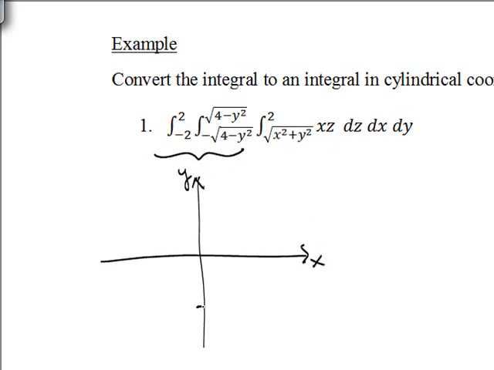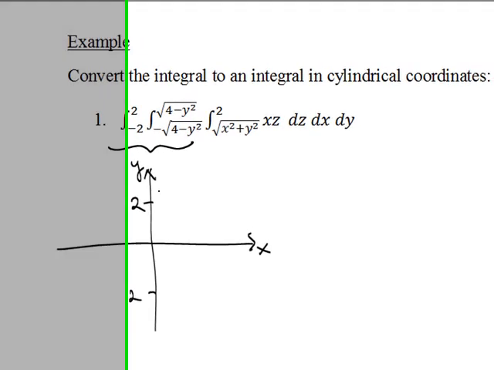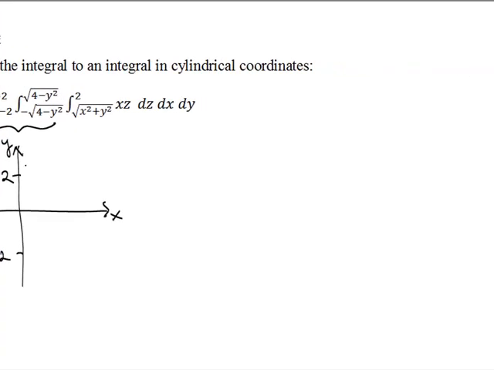You have y going from -2 to 2, right? So you know that the curve must pass through these two. And then you have x going from negative square root of 4 minus y squared to square root of 4 minus y squared. What type of region is that? It's a circle. It's an entire circle, right?